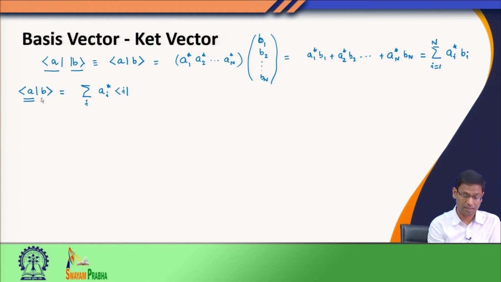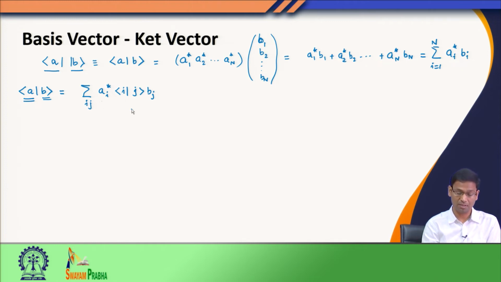So, this is my bra of A, which is A i star multiplied by the bra function corresponding to i. Now, I am interested in writing down the ket of B. So, when I write ket of B, just to keep the notation general, I introduce another index j, and I define my ket function B as B j into j.